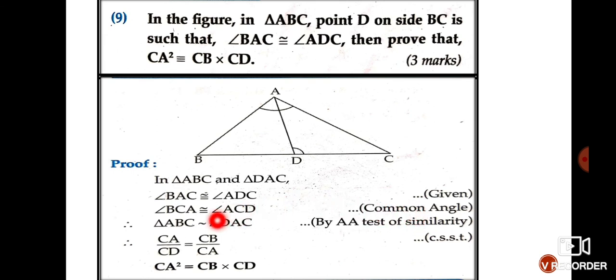Okay, so here you can try. They have written again only two proportional sides. You can write all three proportional sides. You select which two you want and cross multiply. You will get the answer.